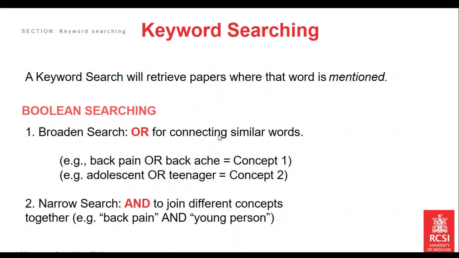And then you can narrow the search in an academic database by putting two concepts together. So if you're looking at back pain and you're looking at it in adolescence, then you could join them up to see if there are any papers where back pain and teenager or young person are mentioned together. So it's AND and OR. You may be familiar with that from searching, but it's very key to make sure you're finding the most relevant research or information.